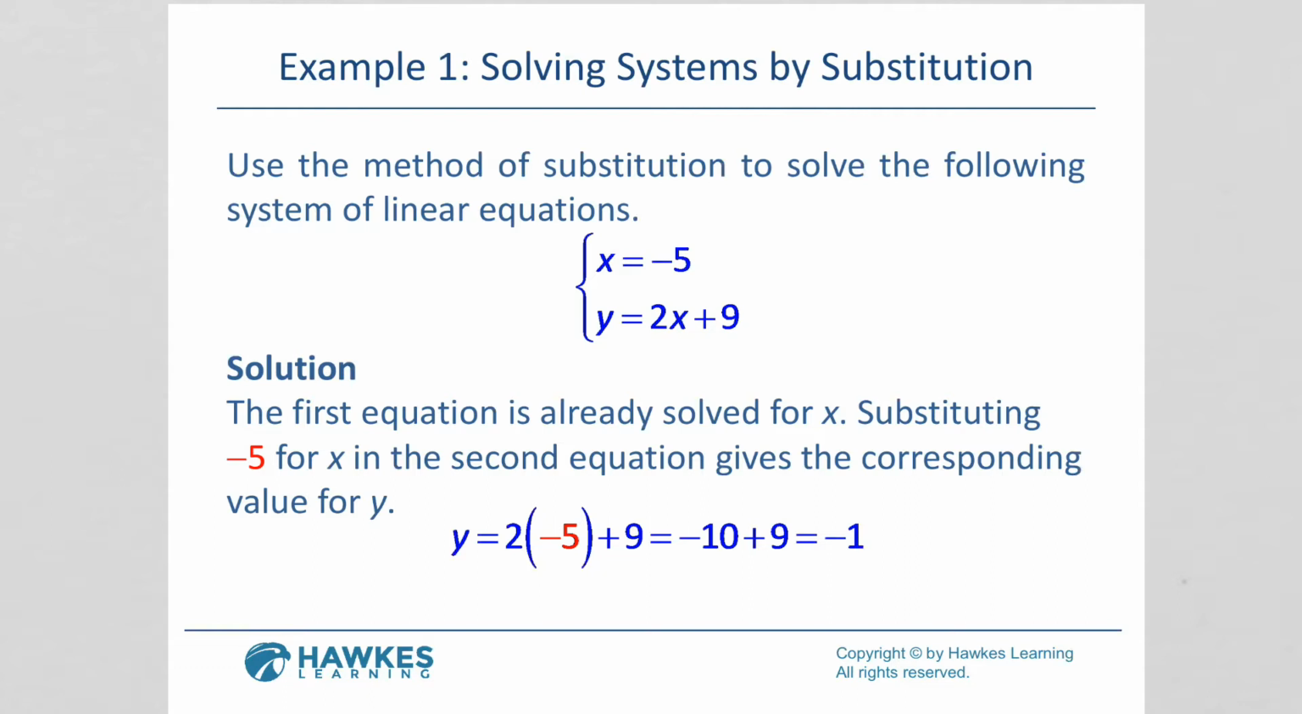When you're using substitution, it is always easier if you use an equation where one of the variables is already solved for you. It eliminates part of your steps. And in reality, both of these were solved for one of our variables. The solution to the system is -5, -1. Our x value, -5. When we did the math here, our y value became -1.